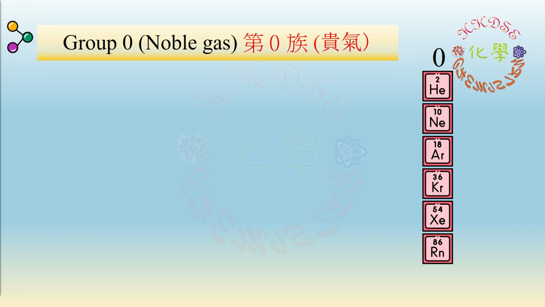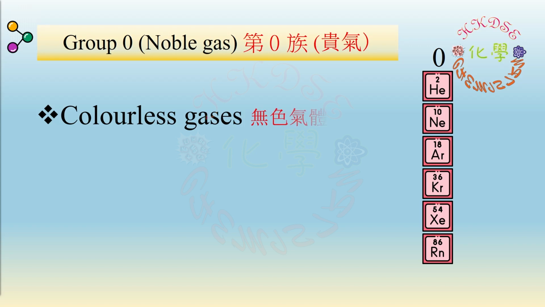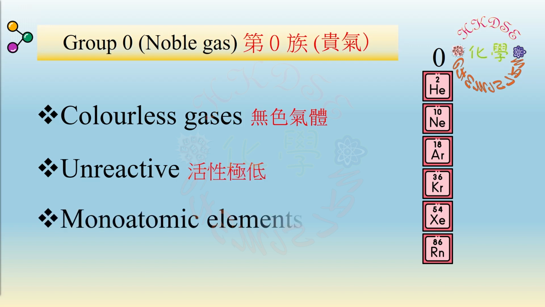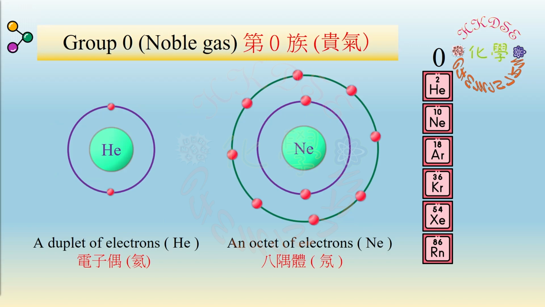Let's look at group 0, noble gas. Noble gases appear as colorless gases at room temperature and pressure, hence they are inert or unreactive. Noble gases are monoatomic elements, which refers to molecules composed of just one atom. They all have full outermost electron shells.